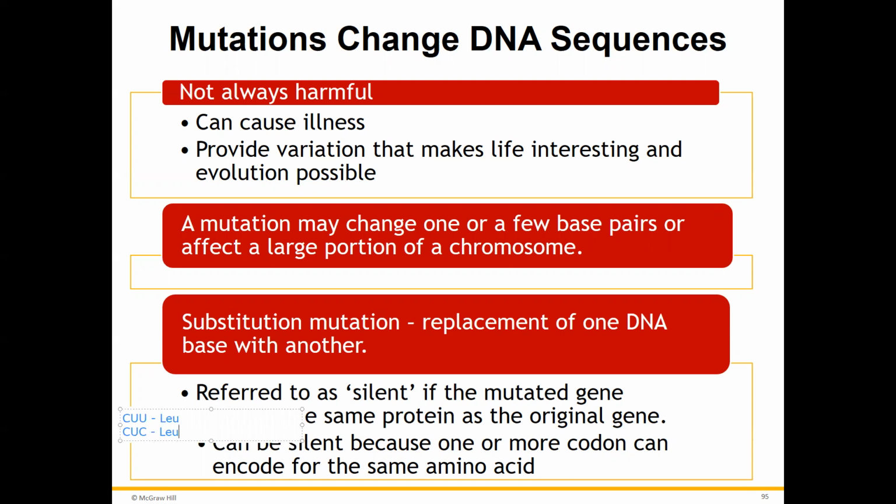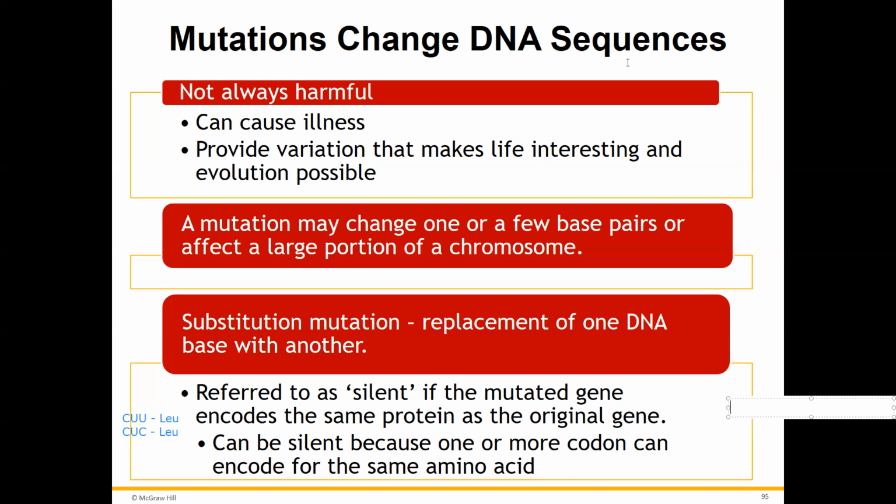So I can have a mutation where one of my nucleotide bases changes, but it's still going to code for the same amino acid. And so as long as it's coding for the same amino acid, it's a silent mutation. Nobody's going to know the difference. I've still got leucine as my amino acid, and so I'm going to get the exact same protein.